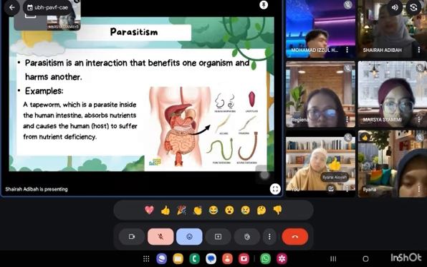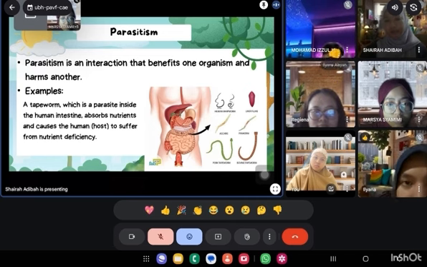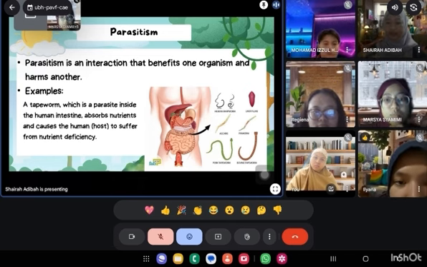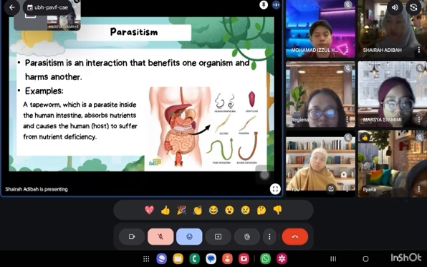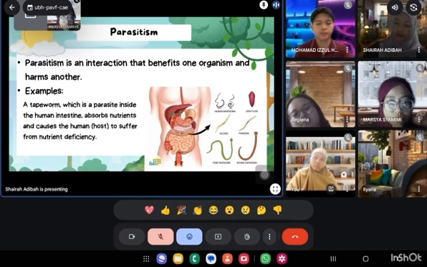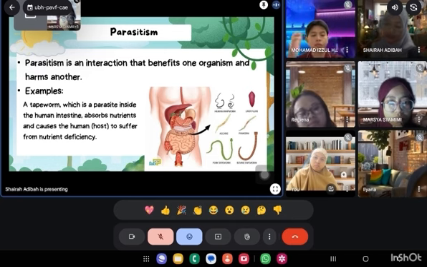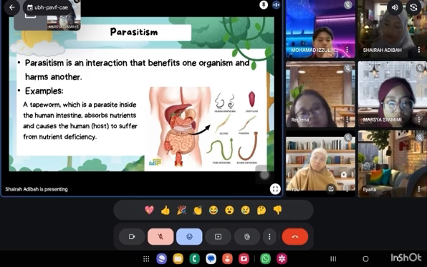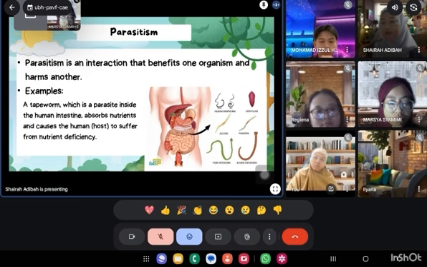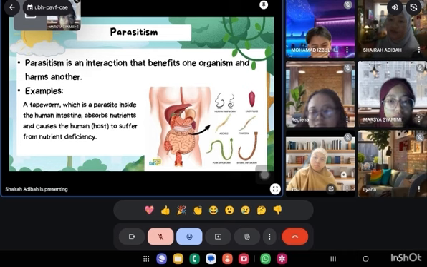Okay, next. The parasitism concept. Okay, parasitism is an interaction that benefits one organism and harms another. As an example, a tapeworm, which is a parasite inside the human intestine, absorbs nutrients and causes the human, which is the host, to suffer from nutrient deficiency.